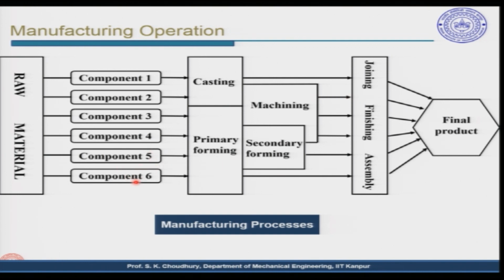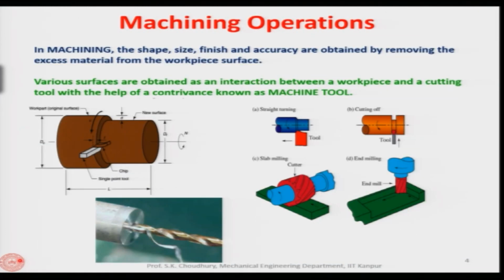So, for example, here the component 6 can go through primary forming and then directly to the assembly. Okay. So, then after that we will be getting the final product. So, here I wanted to show you the place of machining in the manufacturing processes. So, manufacturing processes are all of them: casting, primary forming, machining, joining, finishing, assembly and so on. All right. So, next let us see how to define machining.